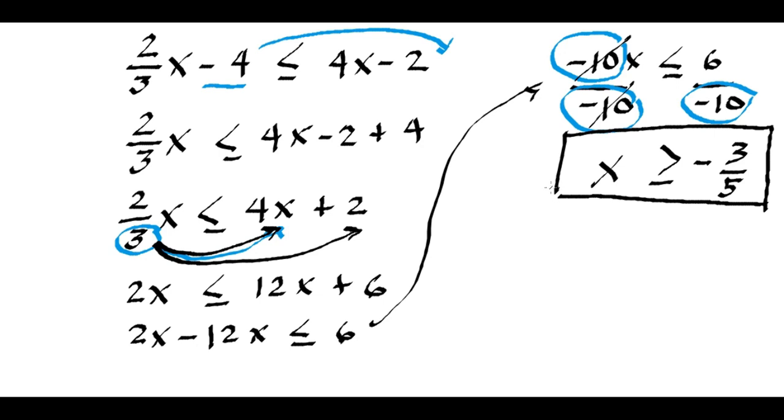Okay, so anong ibig sabihin ng sagot natin na to? So, ibig sabihin ito, si letter X, pwede nating palitan ng kahit anong numero na mas mataas sa negative 3/5. So, example, ang 0 ay mas mataas sa negative 3/5. Diba? Kasi sa ating number line, nandito yung negative 3/5. Diba? Nandito yung 0. So, therefore, ang 0 ay mas mataas sa negative 3/5.